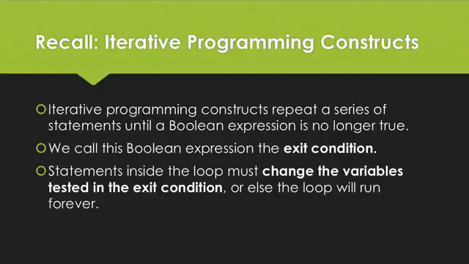One of the key points from the last lesson was the iterative programming construct, or loop. Iterative programming constructs repeat a series of statements until a Boolean expression is no longer true. We call this expression the exit condition. In order for a loop to be successful, the variables in an exit condition must change so that eventually that exit condition will be false. If this does not happen, the loop will run forever and we'll have an infinite loop, which is usually a bad thing. What you'll learn today is that the exit condition no longer has to be placed at the beginning of the loop as in the for loop.